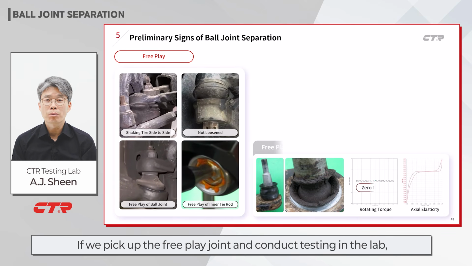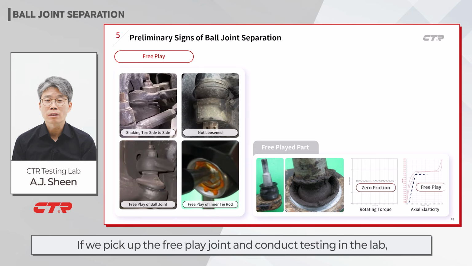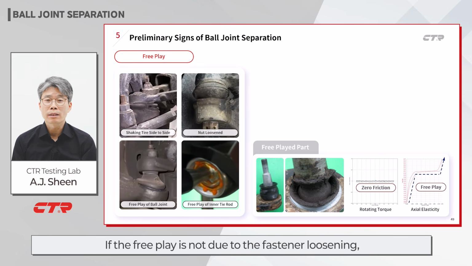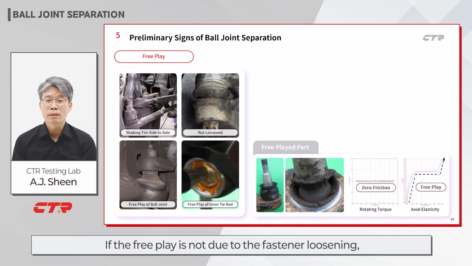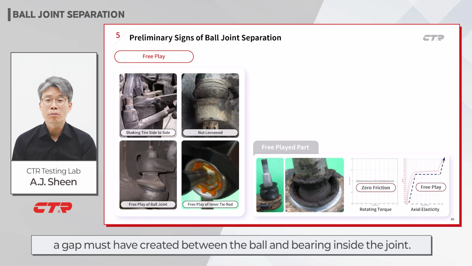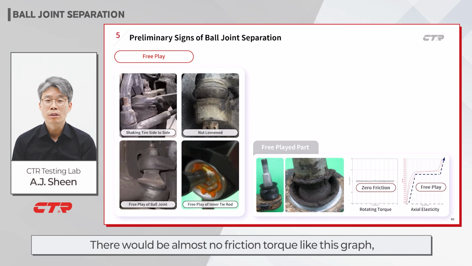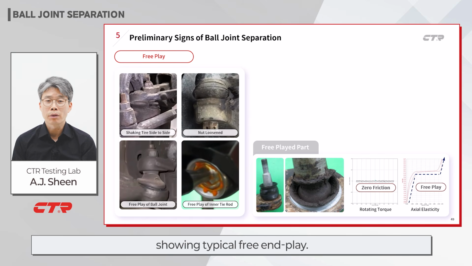If you pick up the free play joint and conduct testing in the lab, the results are as follows. If the free play is not due to the fastener loosening, a gap must be created between the ball and bearing inside the joint. There will be almost no friction torque like this graph, showing typical free end play.